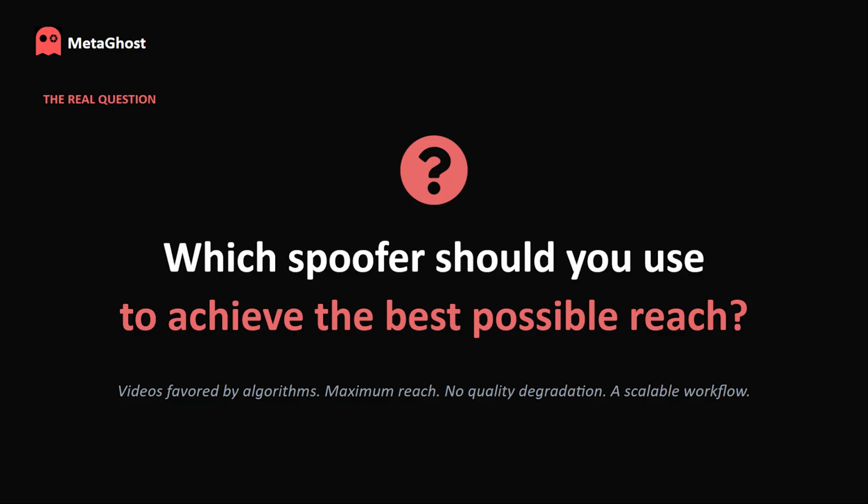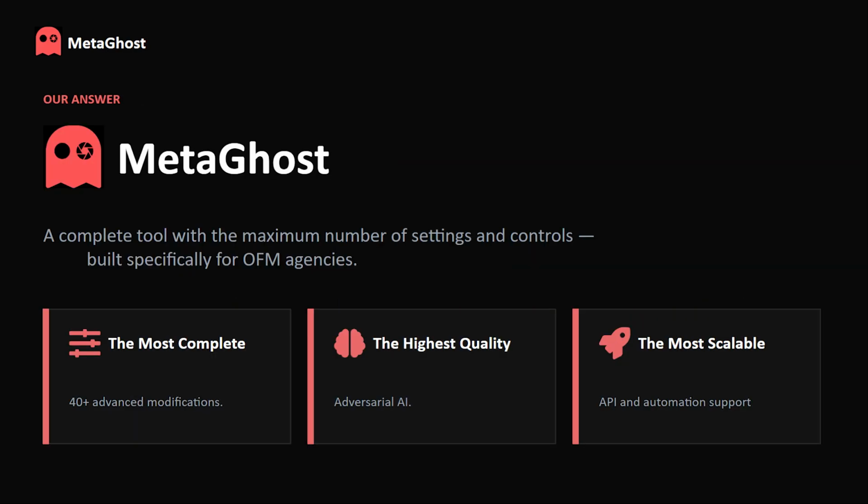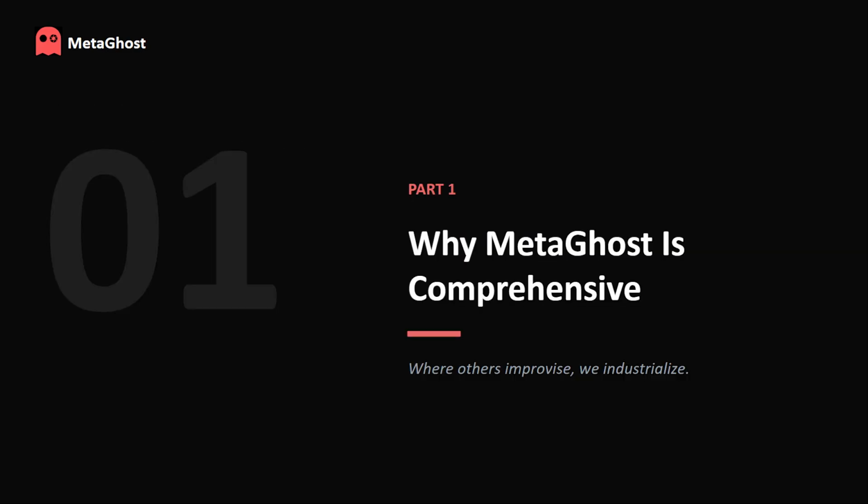Today we're obviously going to talk about MetaGhost, a complete tool with a wide range of settings and features. It's usable for many different types of businesses, but it was also specifically designed with OFM agencies in mind. It includes more than 40 advanced modifications powered by adversarial AI. We'll take a closer look at these features and how they work in the upcoming slides. So let's dive in and see what really makes MetaGhost different. It was built for scaling, and it also comes with a complete API.